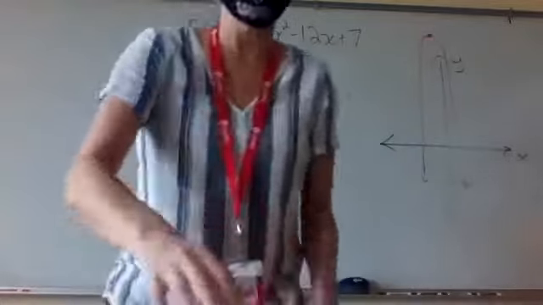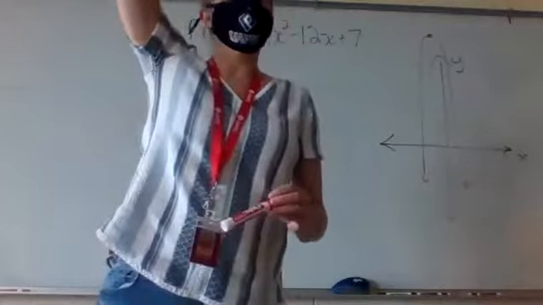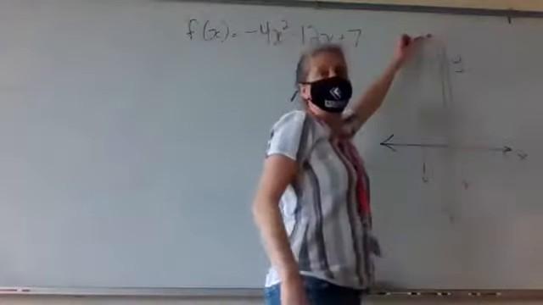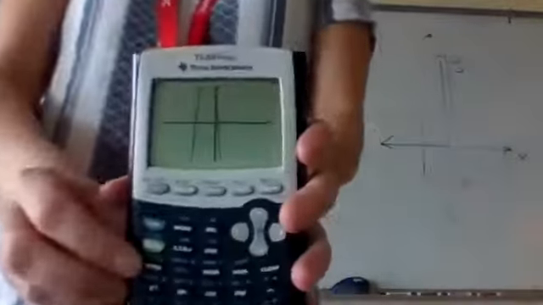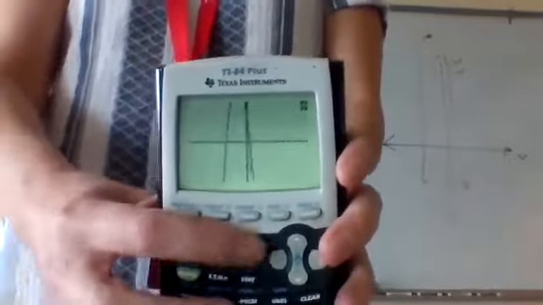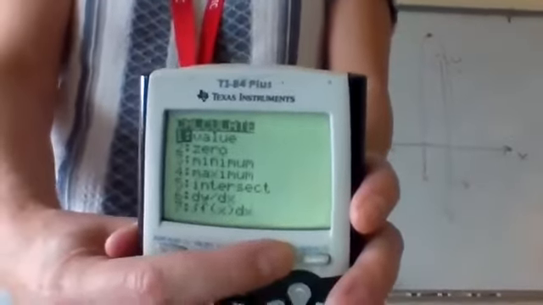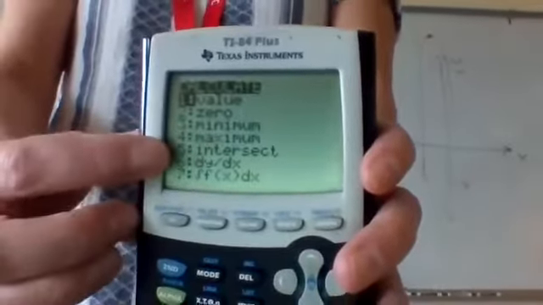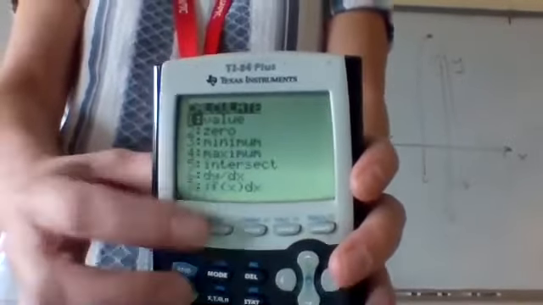is that this particular parabola's maximum or minimum? It's the top. So it's going to be the maximum. I'm going to look for the maximum. So remember how we do that in our calculator: you hit the second button, and then this button right here, the trace button, to get to calc. Then you're going to go down to number 4, right? Since we're finding the maximum this time.